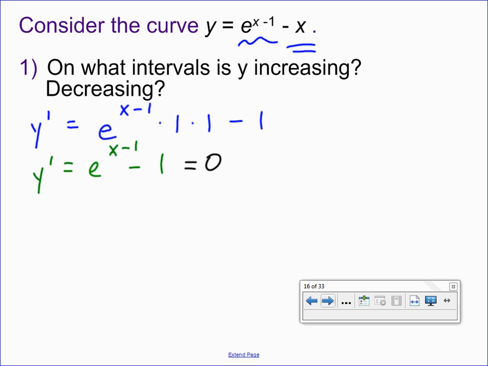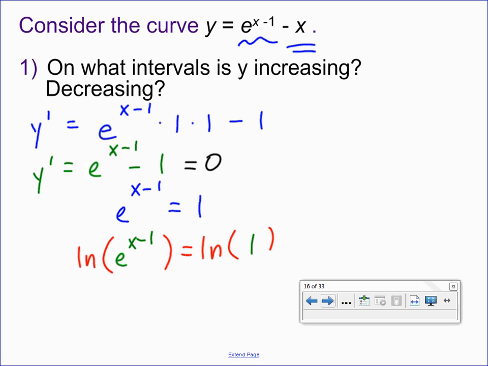So what would I do to solve this equation? I'll go ahead and isolate the exponential by adding over 1. e to the x minus 1 is equal to 1. How do I get a variable expression down out of the exponent and on the ground floor where I can solve for it, Marissa? Natural log, maybe. Wonderful. So I'll take the natural log of both sides. We're taking the natural log of e to the x minus 1 and the natural log of 1.